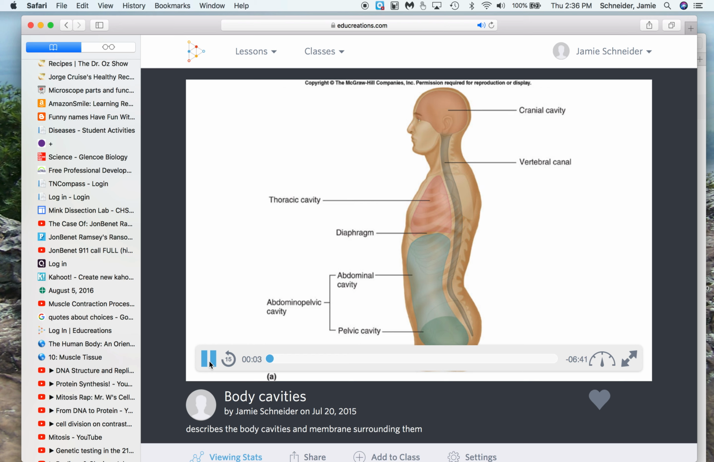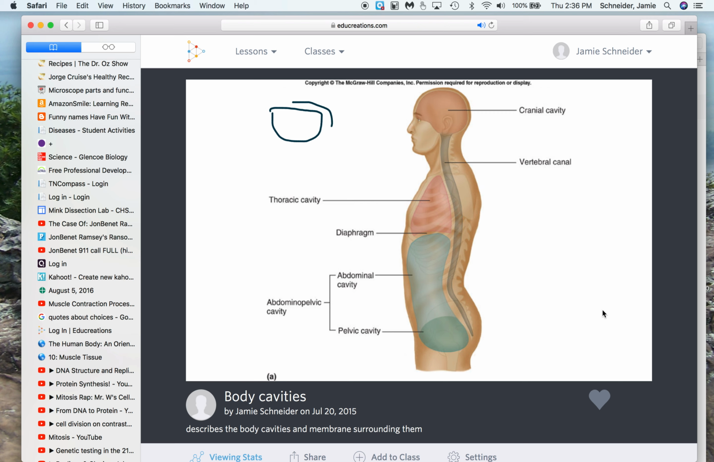Today's lesson is about membranes and the cavities that they create. Remember, there's two membranes. So if I have an organ that's shaped like this, then I'm going to have two layers of membranes around it. One right next to the organ, and then the other one further away from the organ. And remember, the space in between is filled with fluid.